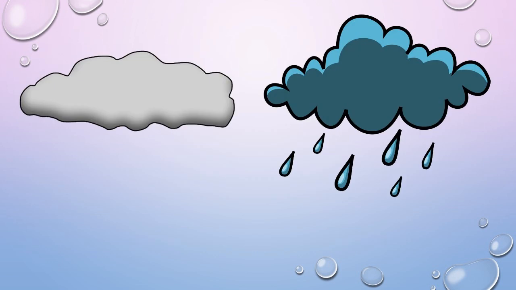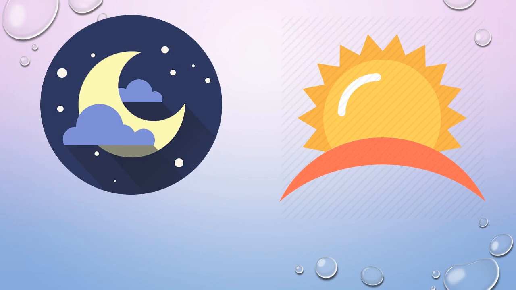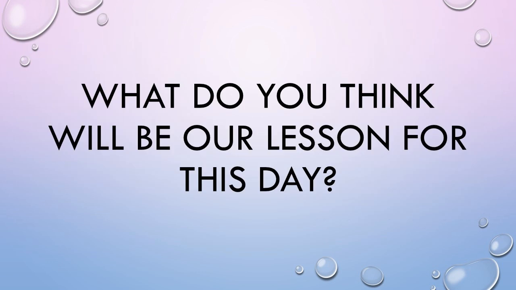How about this one? Yes, the picture of a cloud and the picture of a rain could be seen on this frame. And for our last item, what do you think do we have? Absolutely correct. We have a representation of night and day. Considering the pictures that you saw earlier, what do you think will be our lesson for today?